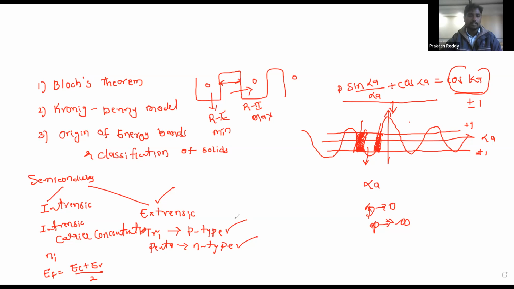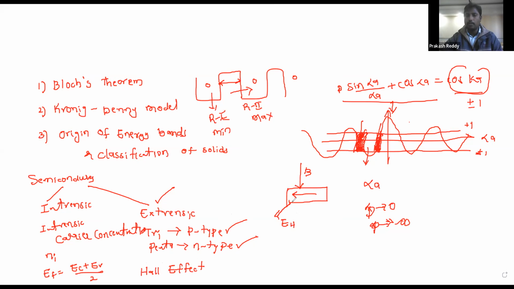After that, we discussed the Hall effect. The last topic in module 2 is the Hall effect. What is the Hall effect? When a piece of material is placed in a transverse magnetic field, what will happen? Perpendicular to both the current and the magnetic field, an electric field will be generated. That is called the Hall electric field.